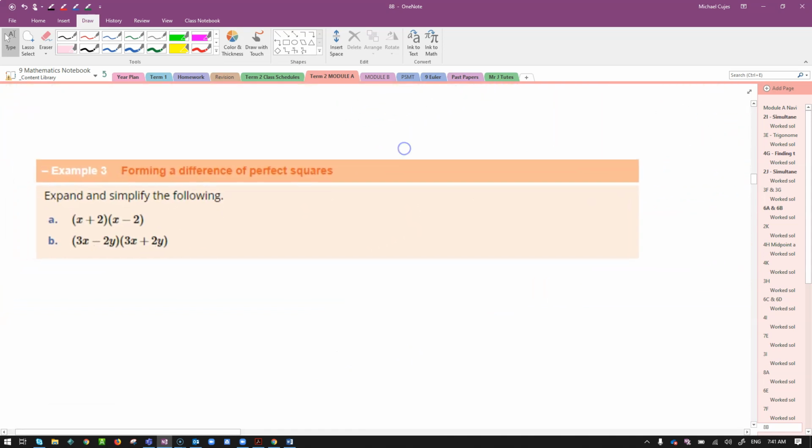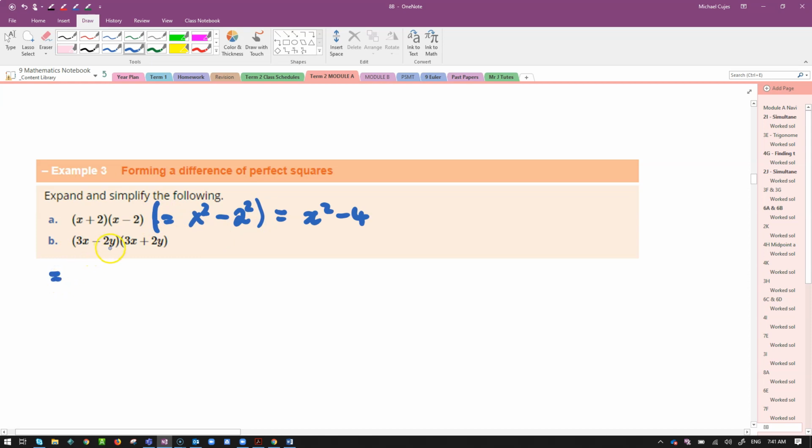Finally, difference of two squares. How do we cope with these? x plus 2 times x minus 2. Well, I think that's going to give me the first thing squared minus the second thing squared, which of course is x squared take 4. And again, I'm happy for you to go straight to that answer, x squared minus 4. So maybe I'll put that in little brackets there. It's an optional line of working.